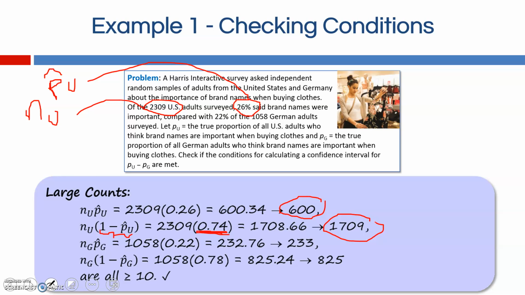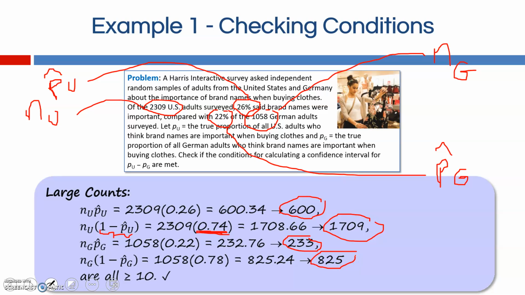So we've got to do the same thing for the German adults. If you look here, the 22%, that is our p-hat sub g, and our 1,058 is our n sub g. We're just going to take all those values, plug them in, multiply them, and notice you're going to get four different values there. And all of these are greater than or equal to 10. All of these values have to be greater than or equal to 10. So we satisfy the condition.